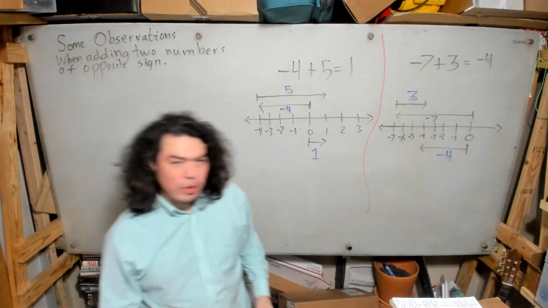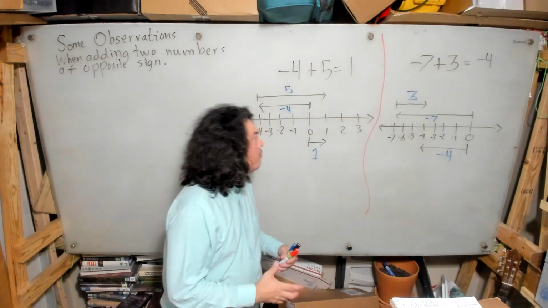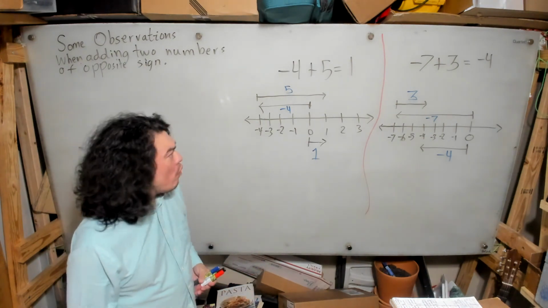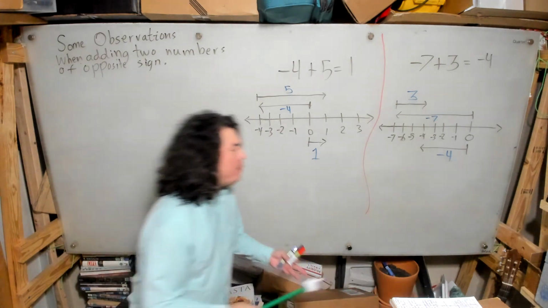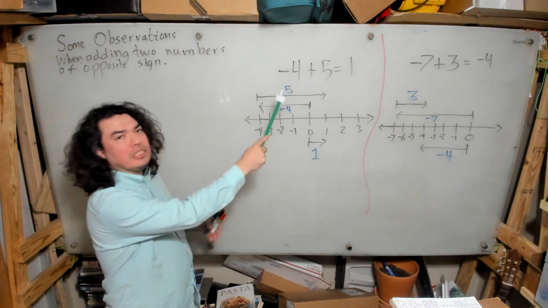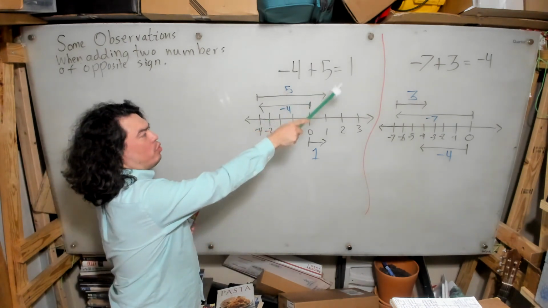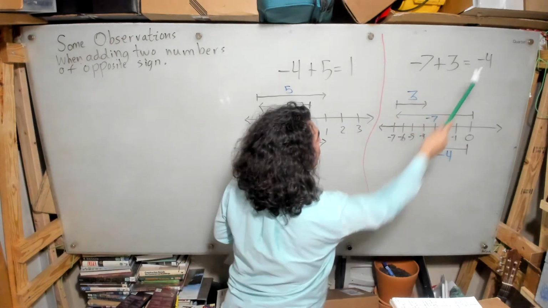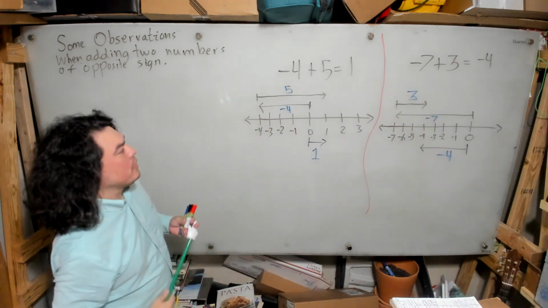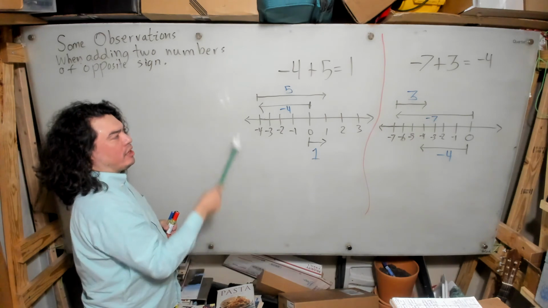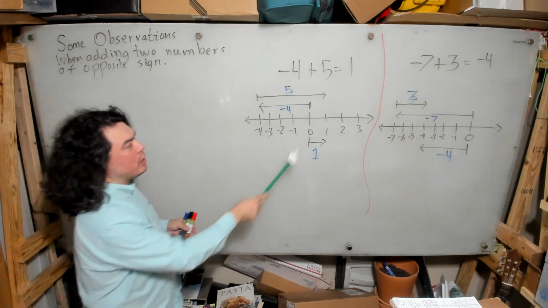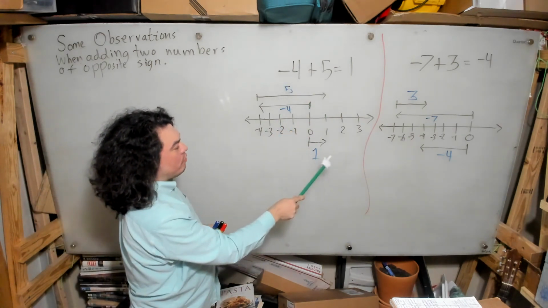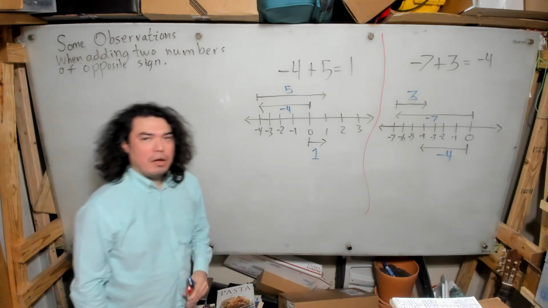Hello. So now we're going to make some observations based on adding two numbers with opposite signs, right? So we've seen examples like this before. In this case, we have negative 4 plus 5 equals 1, okay? And here we have negative 7 plus 3 equals negative 4, right? And it gives us a diagram like this, which explains to us how we got that negative 4 plus 5 equals positive 1.